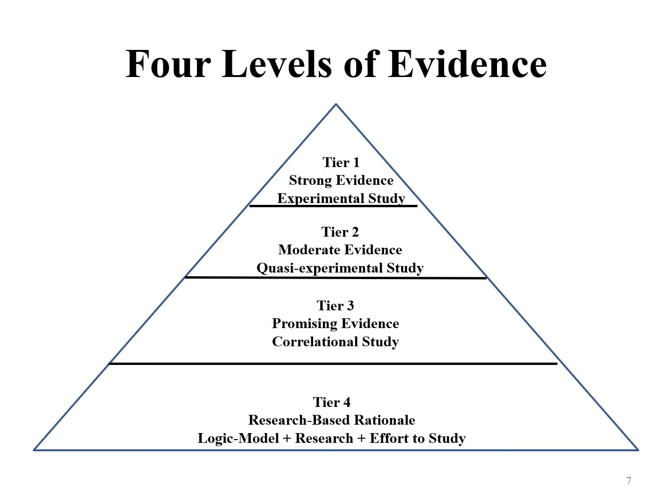Tier 3, promising evidence, supported by one or more well-designed and well-implemented correlational studies with statistical controls for selection bias. Tier 4, demonstrates a rationale, practices that have a well-defined logic model or theory of action, are supported by research, and have some effort underway by an SEA, LEA, or outside research organization to determine their effectiveness. Let's look at an example of each tier.